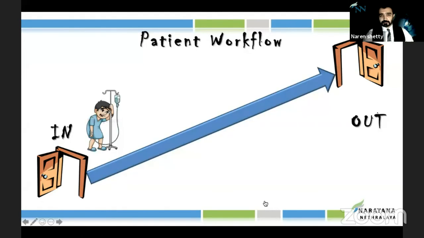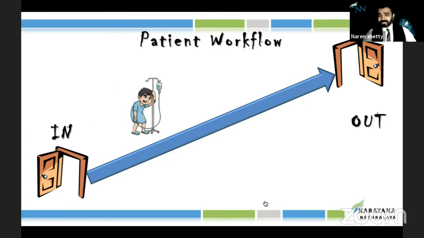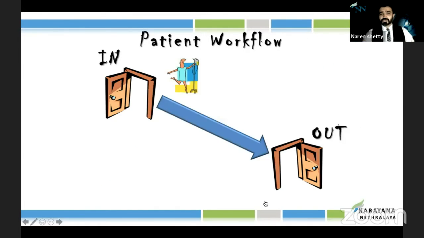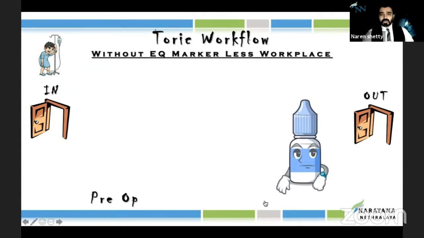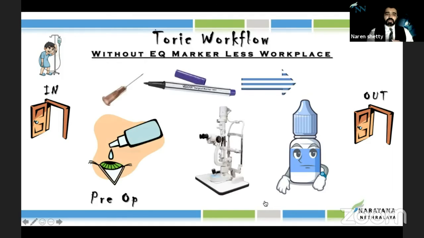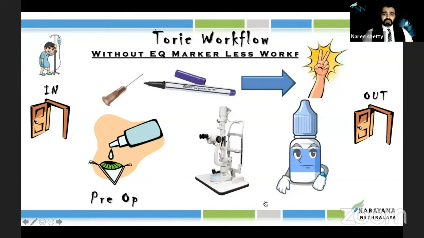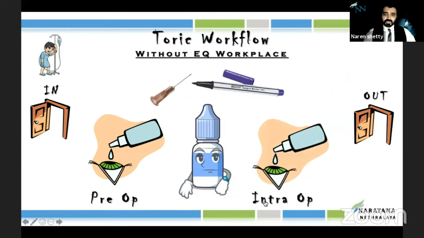In the OPD also. Now, let's leave all of this and get into the patient's shoes. All of us don't want the patient flow to be long and inefficient. We want the patient flow to be short and sweet. Now, let's look at a toric workflow without EQ markerless Workplace. On the day of surgery, these toric patients usually have local anesthesia applied not just once, in fact twice, once at the slit lamp and then once just before you start the surgery.